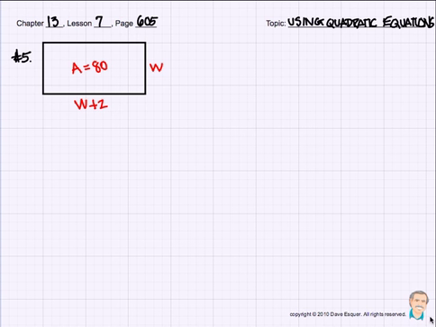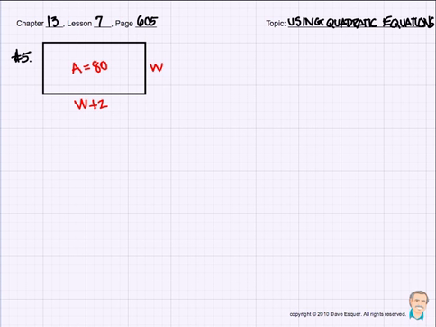Number 5 says, the length of a rectangle is 2 centimeters greater than the width, and the area is 80 centimeters squared. Find the length and the width. So the length is 2 more than the width. So let's see if we can come up with the area.